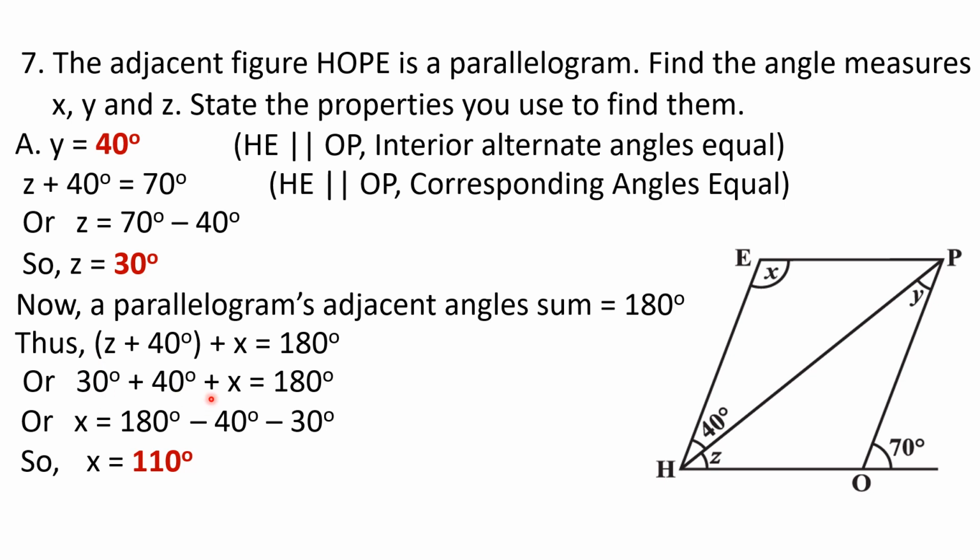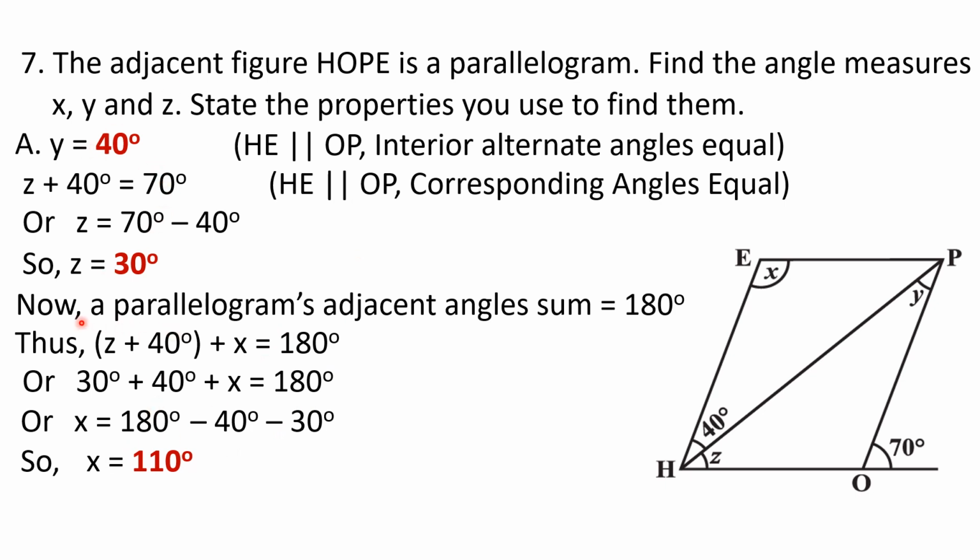So 30 plus 40 plus X is equal to 180 degrees, or X is equal to 180. 40 and 30 go to the right hand side and change sign, become minus 40 minus 30. Minus 40 minus 30 is minus 70. 180 minus 70 is 110. So X is equal to 110. So these are the three values of X, Y and Z.